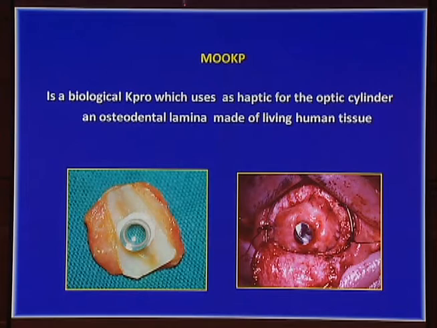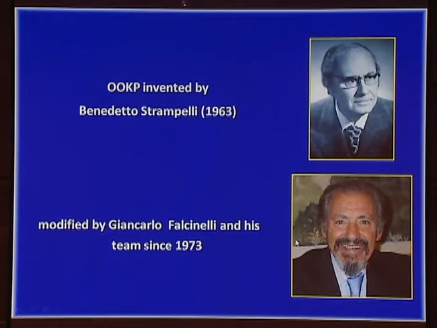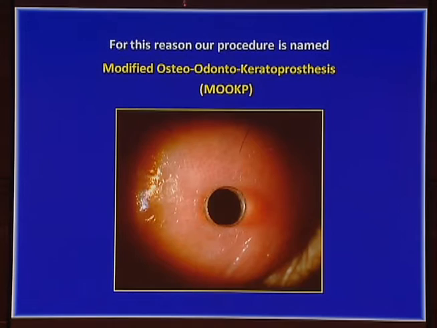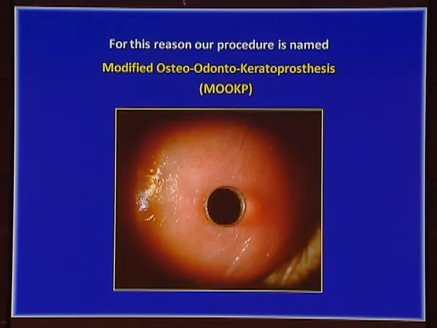You see the lamina already with the cylinder, and this just being implanted in the eye. It was invented by Benedetto Strampelli more than 50 years ago in Rome and modified by us in Rome since 1973. For this reason, we prefer to name the procedure MOOKP, that is modified osteodontokeratoprosthesis. This is a final result.